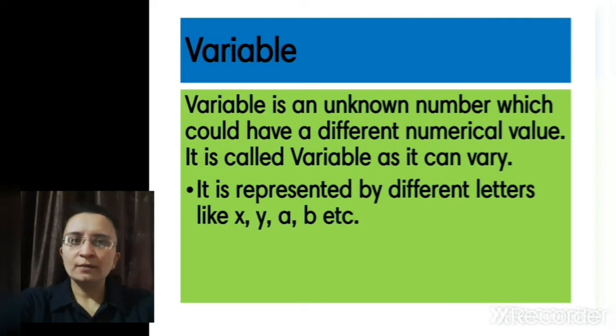What is variable? Variable is an unknown number which could have a different numerical value. It is called variable because it can vary. Variable can be represented by the letters A, B, C, P, M, N, X, Y, Z. We can use these letters to represent variable.